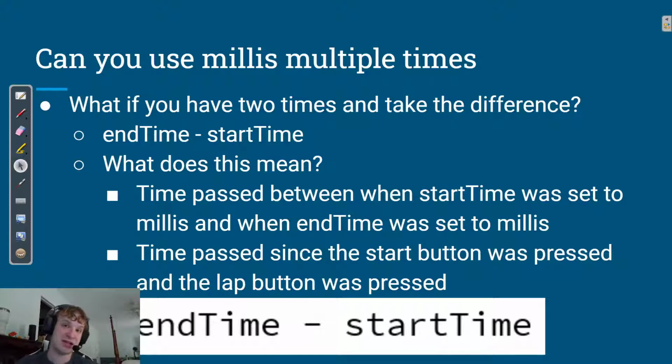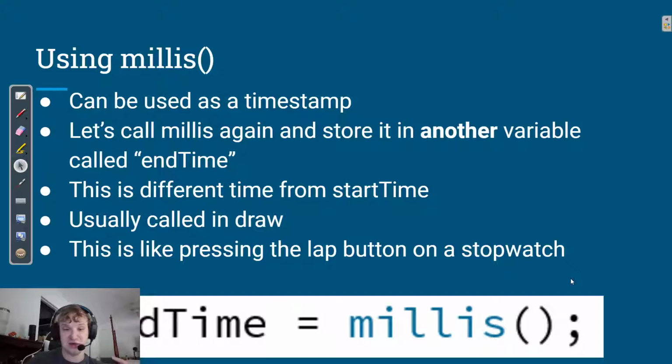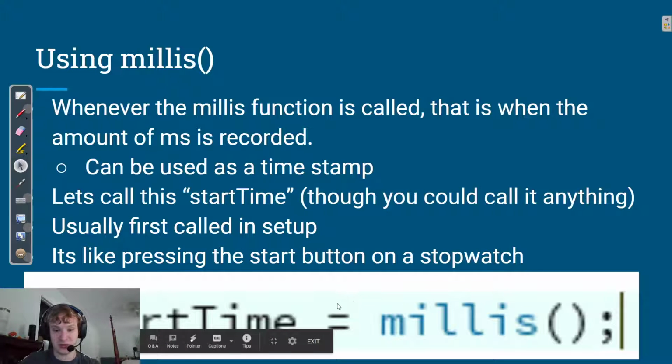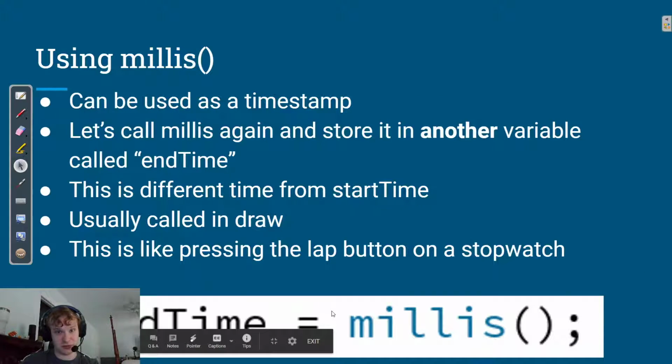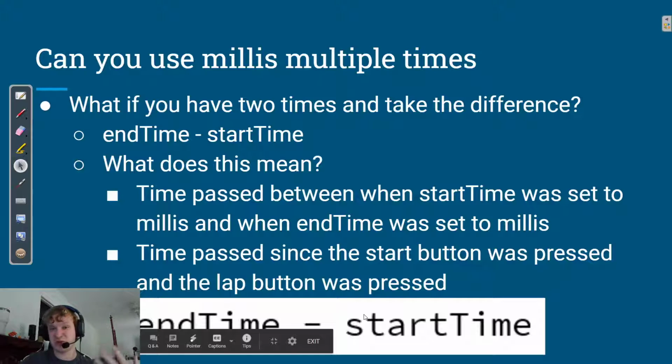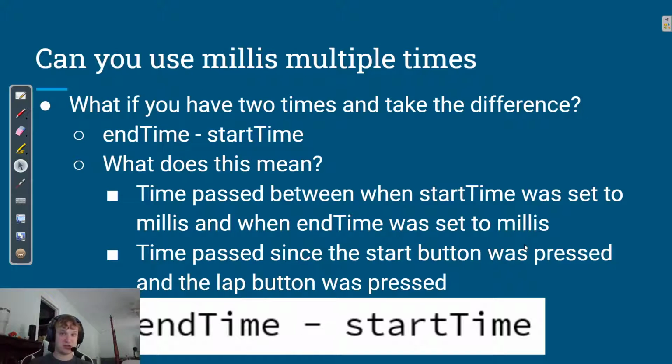So if we say endTime minus startTime, all that is telling us is the amount of time that has passed between when endTime got its value and when startTime got its value. So it's an interval of time between when this was called and when this was called. The difference between those gives us that time difference. Okay. This is like giving us that lap value. Because what does a stopwatch do?